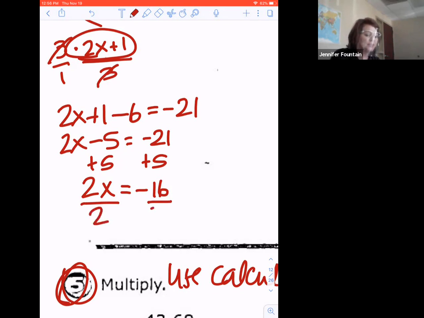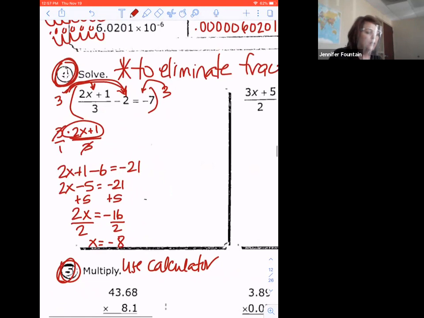All right, now we're going to divide both sides by 2. So x is equal to negative 8. Okay, so as we work through these, if y'all have any questions, I'll flip back just a minute and show y'all the answers to homework, and we'll check through them.